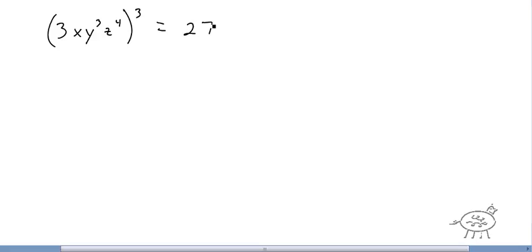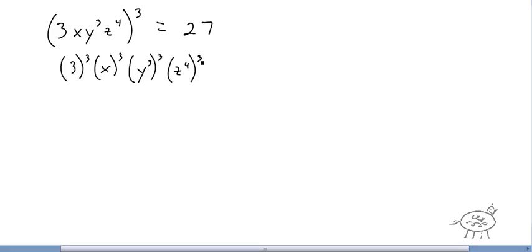So it's 27. Actually, let's write it out here first. 3 cubed, x cubed, y cubed cubed, and z to the 4th cubed. So that's going to be equal to 27. 3 times 3 times 3 is 27. X to the third, y to the 9th, z to the 12th. There's your answer.